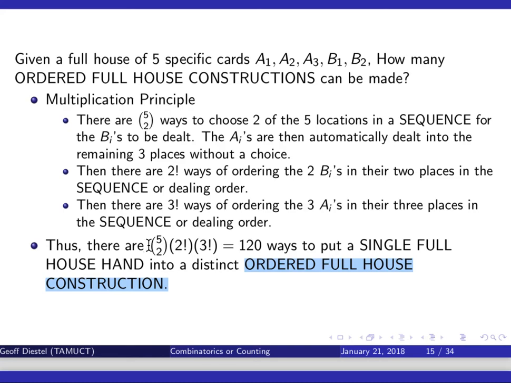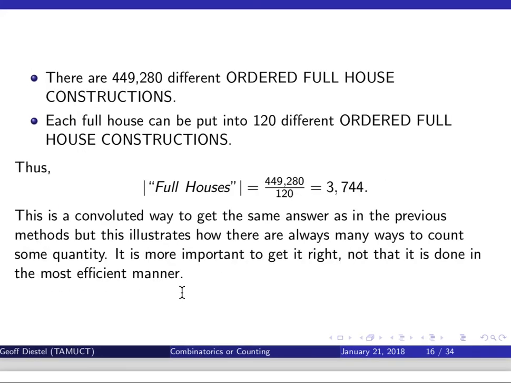Now, if you actually think about that and look at this number, that's exactly the same as 5 factorial, which is just the number of ways of arranging those 5 cards in different orders. So to get the number of full houses, in this case, we take the number of full house constructions and then divide each of those by 120, because the same 5 cards give us 120 different ways of arranging them. So we get the same answer, 3,744 full houses.